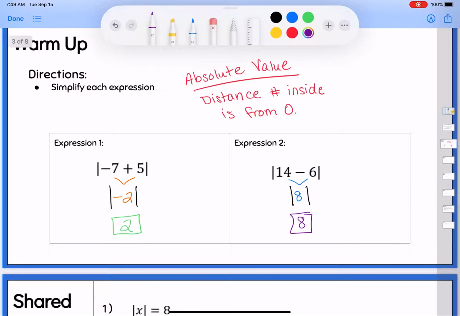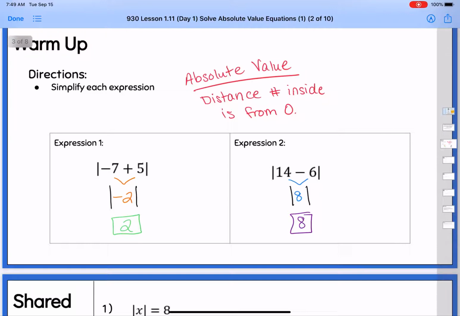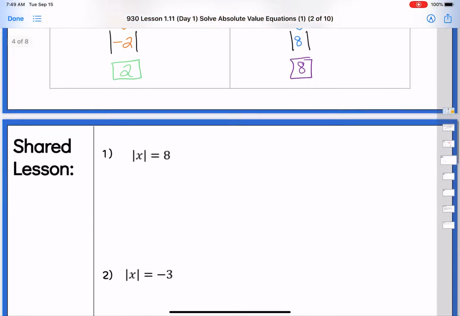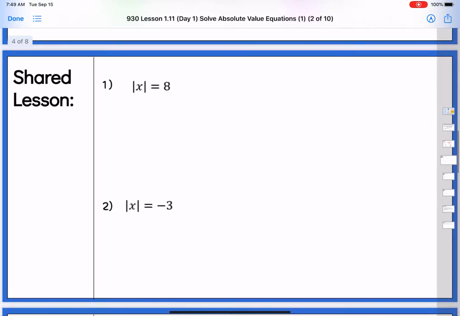Okay, hopefully that brought back some memories. Hopefully you are pretty confident and understand what absolute value is. What you probably have never done before is, how do I use that when I'm solving an equation? So here's our first example.